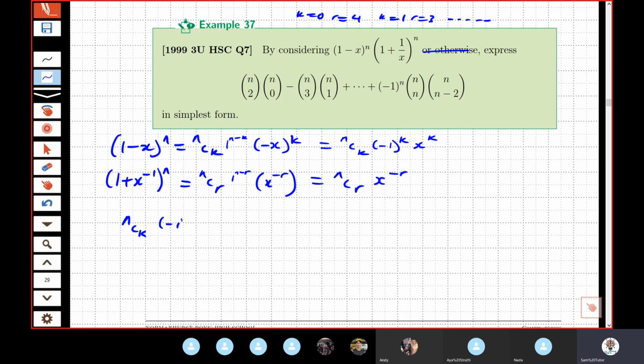n choose k, negative 1 to the k, n choose r, and then x to the negative r, x to the k. Just have a look, multiply them together. Do you agree with everything? I just put my numbers at the front because that's usually how it works, and then x is at the end. Again, next line. I'm not doing anything fancy, so don't stress about it. The bases are the same, so I'm going to add my powers. So negative r plus k. I'll pause there. Any questions?